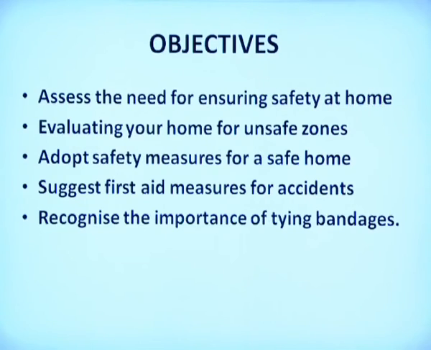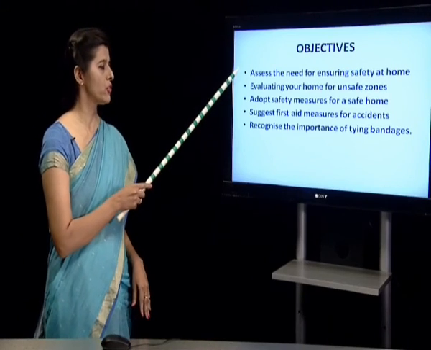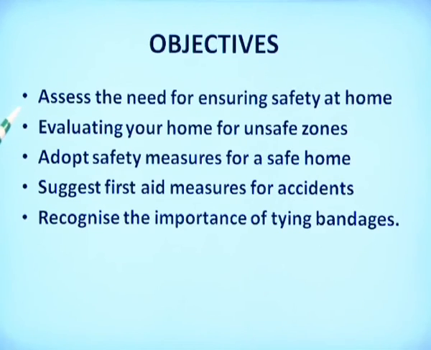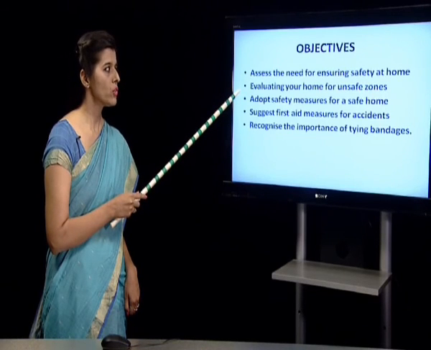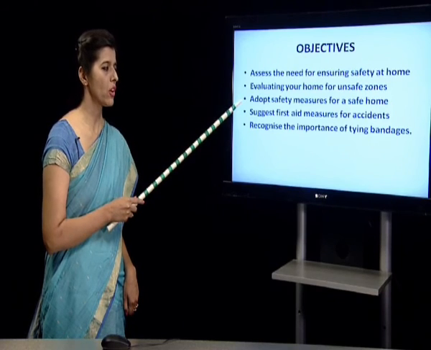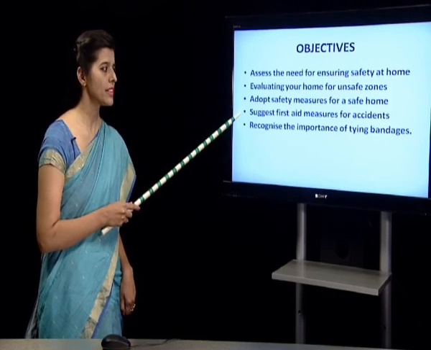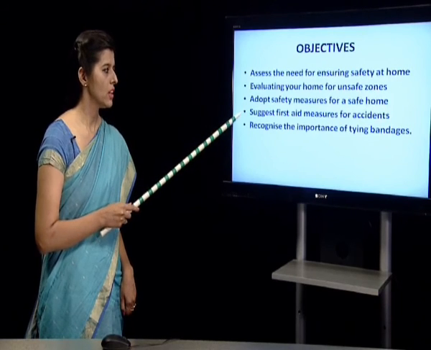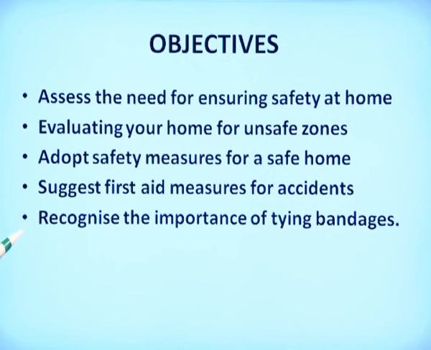Now what are the objectives which we are going to learn in this lesson? First is to assess the need for ensuring safety at home, evaluating your home for unsafe zones. In every house there might be unsafe zones, like a rooftop without a grill or a window which is unsafe. So we need to focus on that. Another objective is to adopt safety measures for a safe home, to suggest first aid measures for accidents, and to recognize the importance of tying bandages when somebody is hurt.